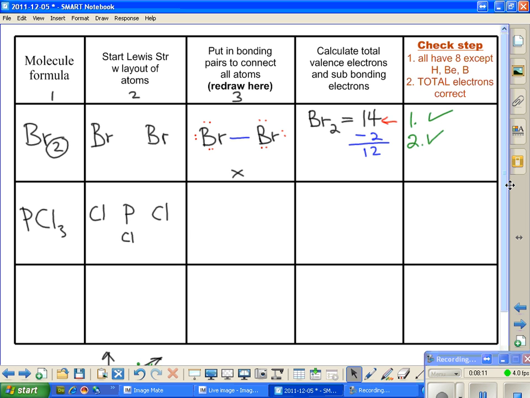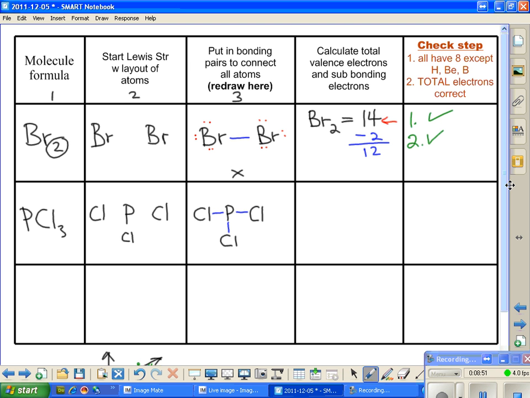Now let's go ahead and do our Lewis structure for the phosphorus trichloride, and we'll have chlorine on the left, chlorine on the right, chlorine on the bottom, and phosphorus in the middle. Now I'm going to take my blue pen and let's connect them. Chlorine connects with phosphorus on the left, phosphorus to the chlorine on the right, and phosphorus to the chlorine below. Now each of those lines represents 2 electrons, and those are bonding electrons, so let's not forget that.